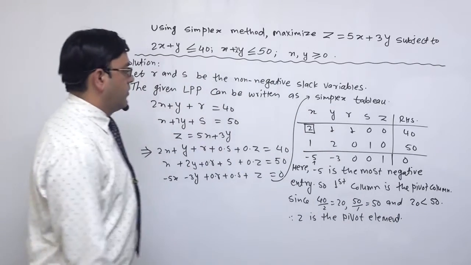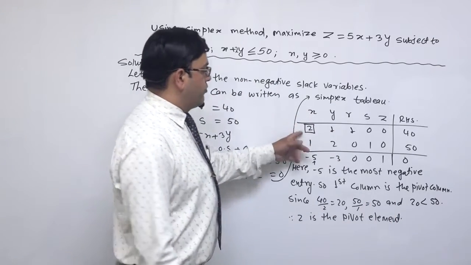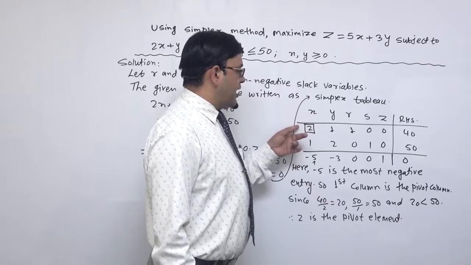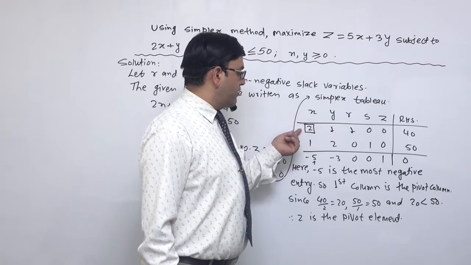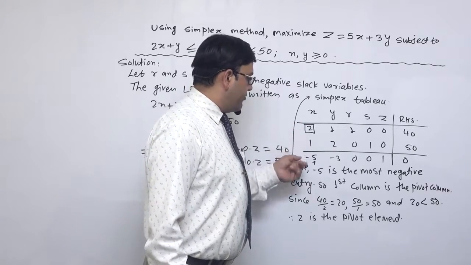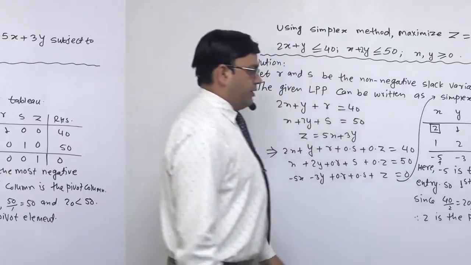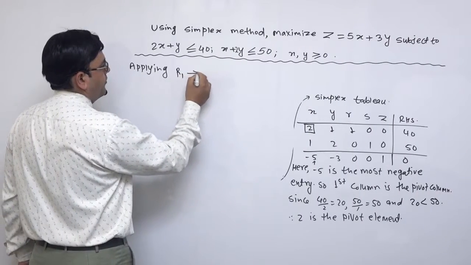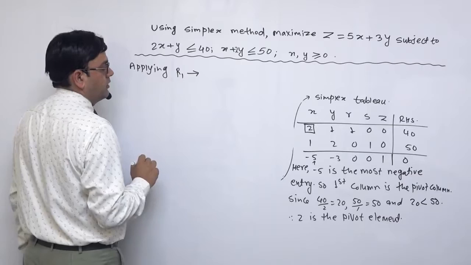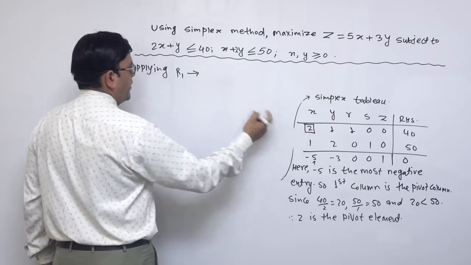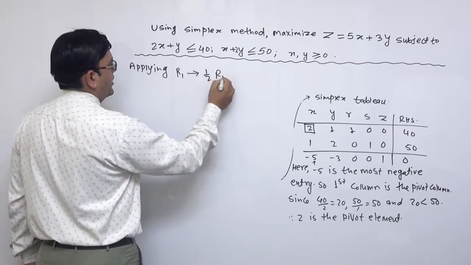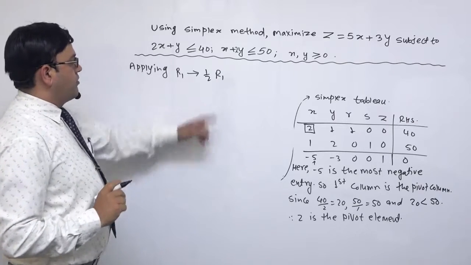element. अब हामीले यो पिभोट एलिमेन्टलाई 1 बनाउनुपर्ने हुन्छ, अरु बाँकीलाई 0 0 बनाउनु पर्ने हुन्छ. अब हेरौं है, R1 changes into 2 लाई हामीले 1 बनाउनको लागि 1/2 R1 गर्नुपर्ने हुन्छ. R1 changes into 1/2 R1.